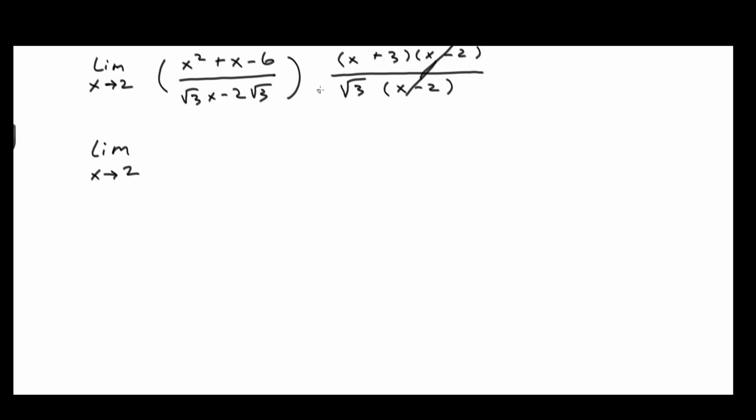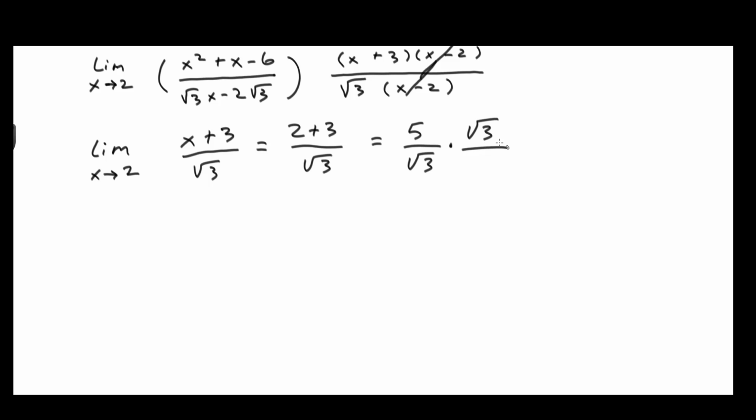And we can see that if we were to plug in our limit value here, we'd end up getting a real number. So we have x plus 3 over radical 3, and then we can plug in our 2. So we'll get 2 plus 3 over radical 3, and that gives us 5 over radical 3. And then we can reduce this down further by multiplying the numerator and denominator by radical 3. And that gives us a final answer of 5 radical 3 over 3.